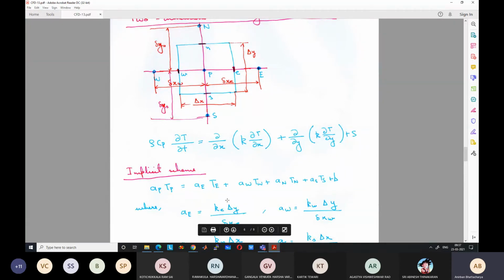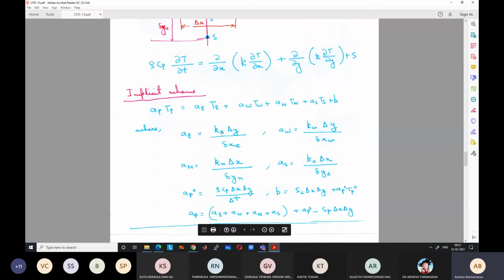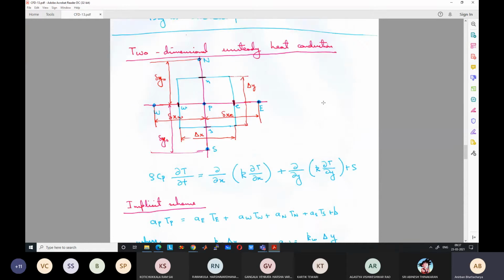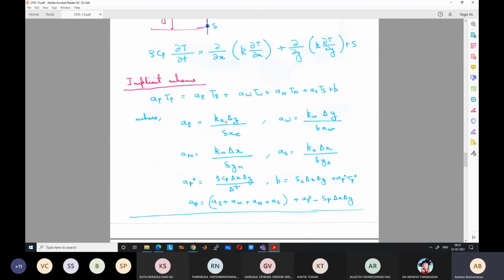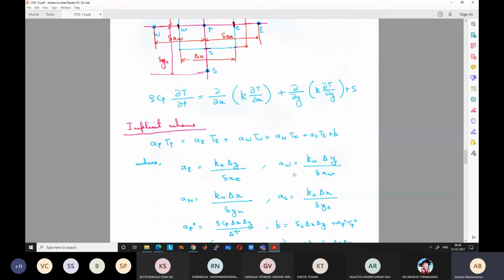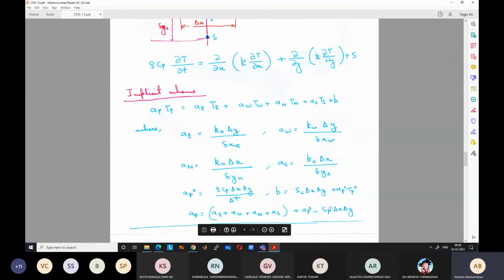So again, I will leave this as an exercise for you to practice, instead of solving the entire thing again. The correct values are given here: AE is equal to Ke delta y by delta Xe, AW is equal to KW delta y by delta XW, similarly AN and AS. AP0 is rho Cp delta x delta y by delta T, and B is SC delta x delta y plus AP0 TP0. AP you can calculate as AE plus AW plus AN plus AS plus AP0 minus SP delta x delta y.